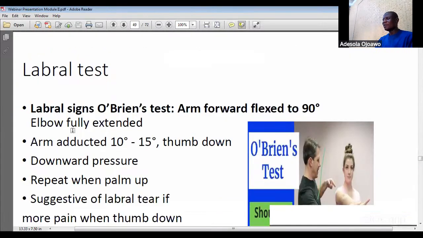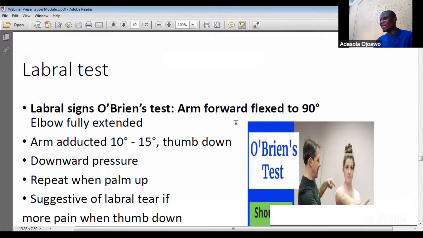Then we call this one the labral test. In the joint you have the capsule, and you have the cartilage that encloses the joint and gives it a kind of concavity in which the head of the humerus moves. If there is a tear of that cartilage, we say we have a labral tear, and it can be at the inferior side of the joint.